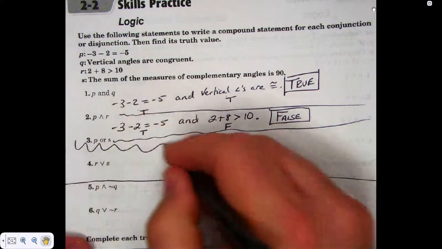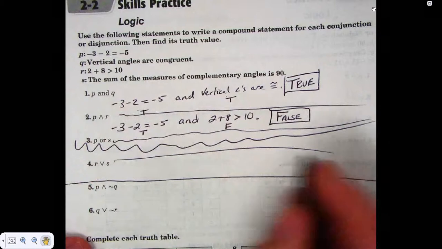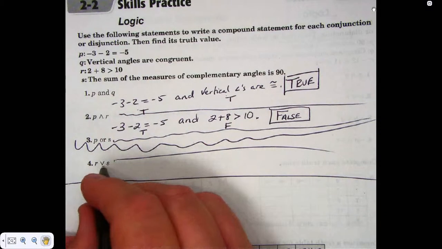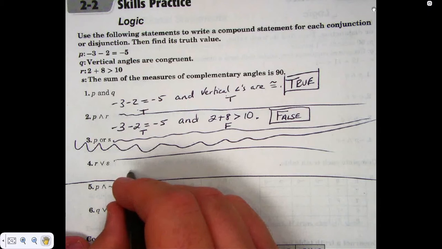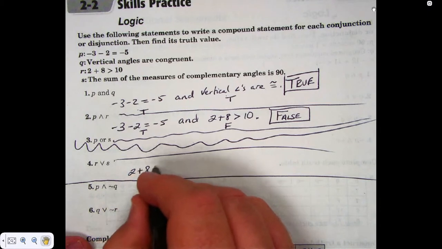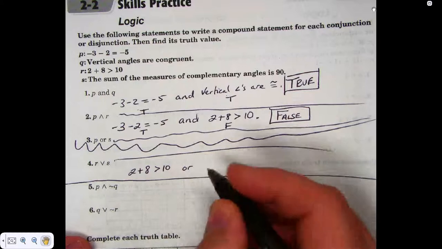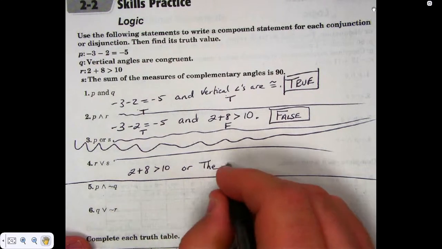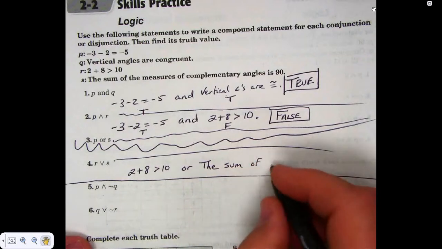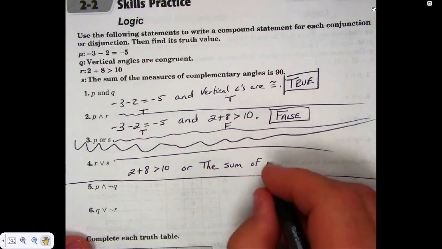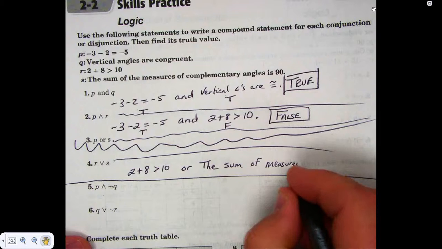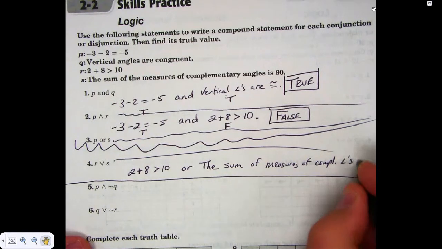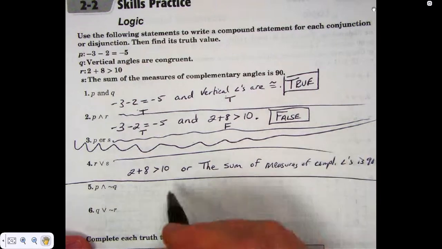Let's jump down to number 4 and skip 3. Number 4 says, R, or what? Or. So R is what? 2 plus 8 is greater than 10. Or what? What's S? Sum of complementary angles is 90 degrees. Okay, is this true?